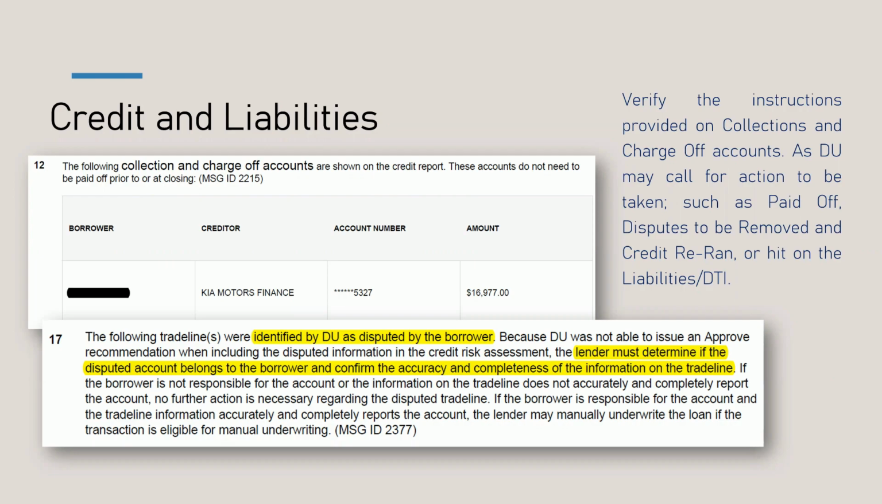So be sure that you're looking at the disputes and what your DU is calling out on that dispute. If it tells you it must be paid off or the dispute must be removed, then you're going to have to get that done before you can move your deal forward. It's a huge thing, because a lot of times we look at charge-offs and collections and ignore them. So remember, if your DU is asking for it to be paid off or cleared, you're going to have your client remove the dispute and rerun credit, and of course, rerun DU.